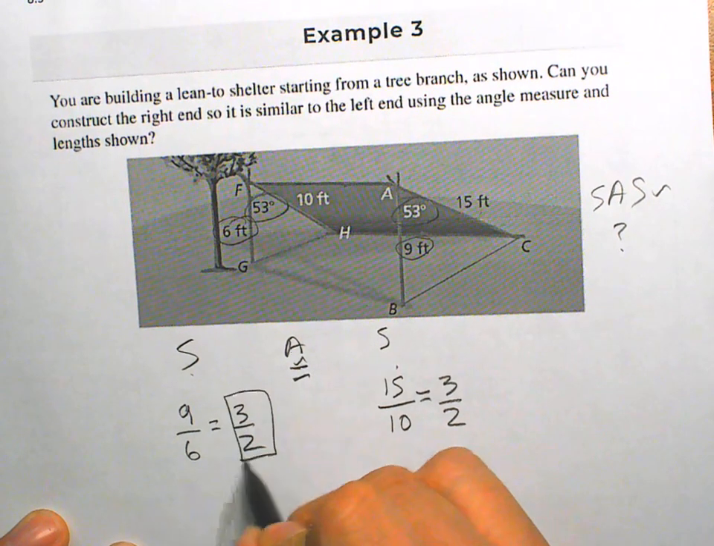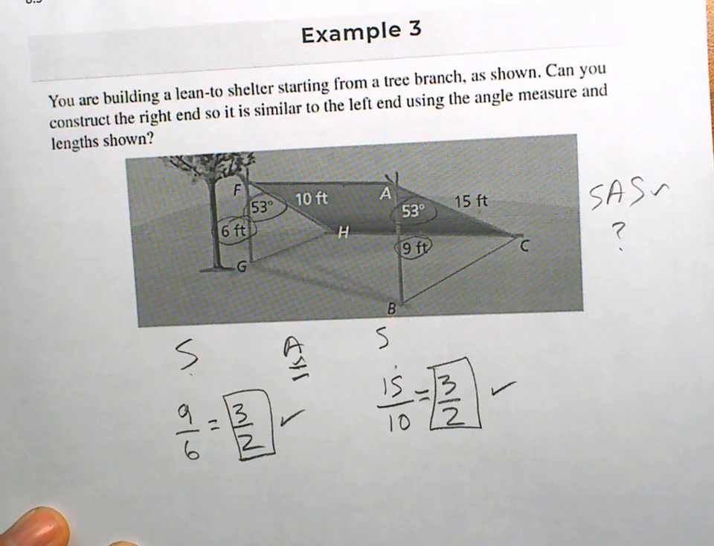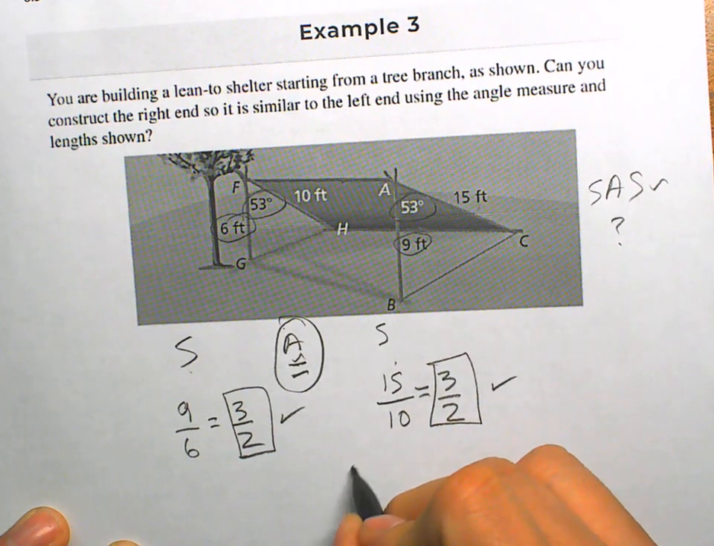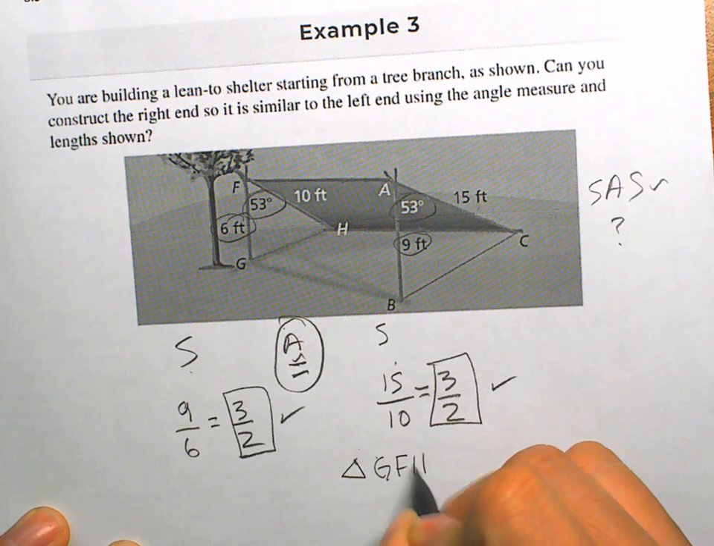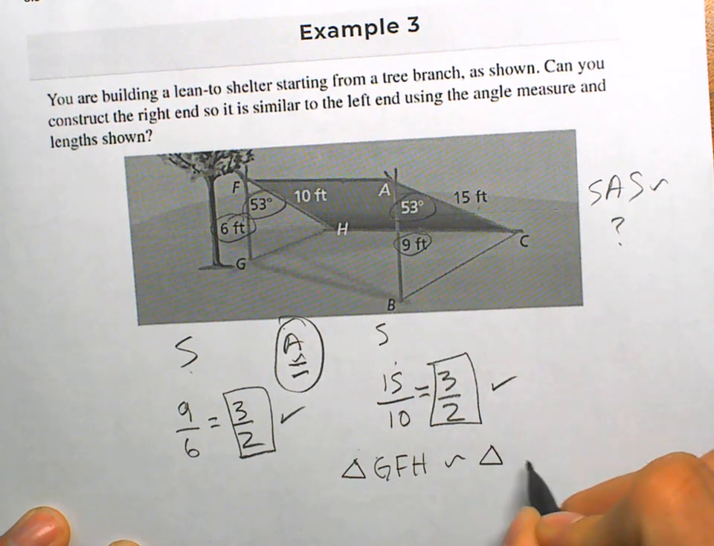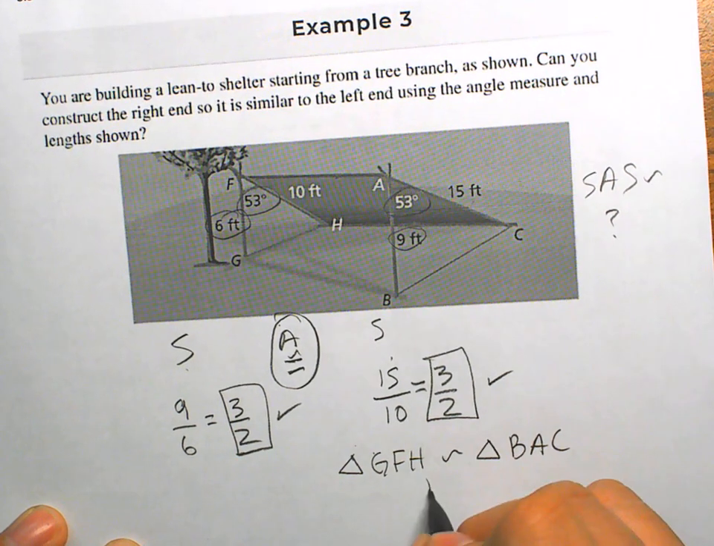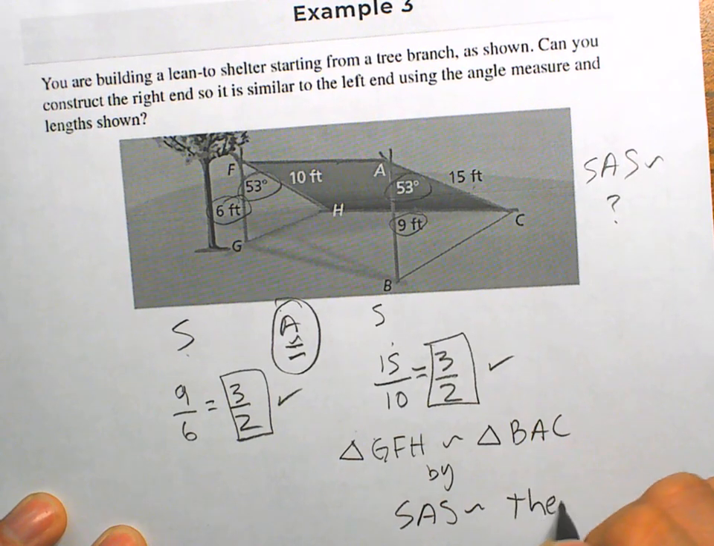So yes, indeed, I do have 2 pairs of corresponding sides, and an included angle that is congruent. So yes, you can actually state that triangle GFH is similar to triangle BAC by the side angle side similarity theorem.